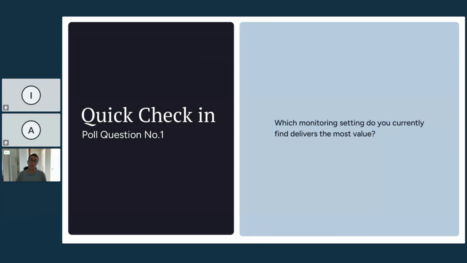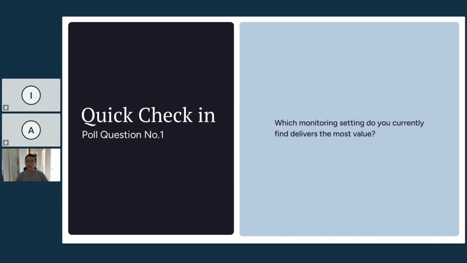Before we dive in though, it'd be great to get an understanding of how everyone is currently using Minut with a quick poll question. So the initial question is, which monitoring setting do you currently find delivers the most value? Is it A, noise monitoring, B, indoor climate, C, crowd detect, or D, smoking detection?